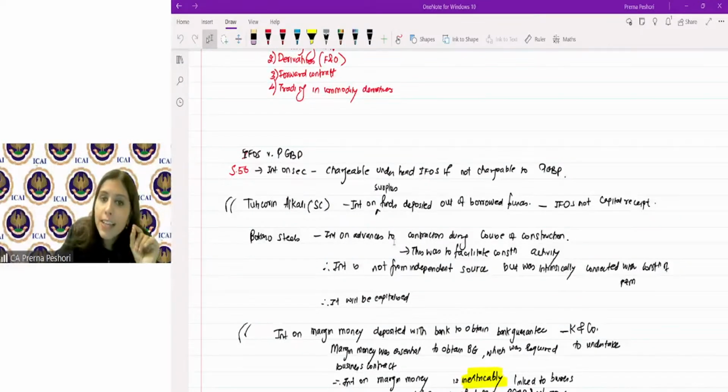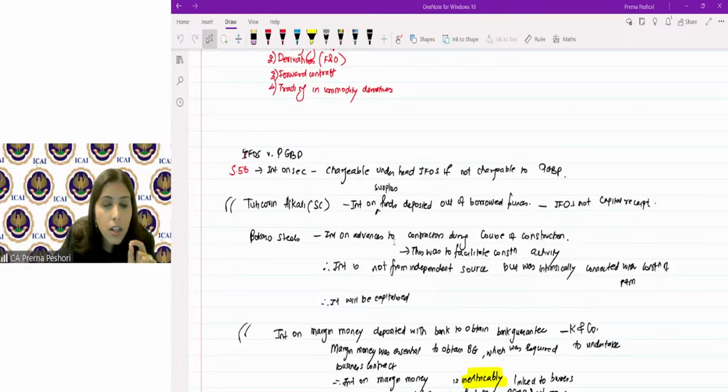If it is taxable under PGBP, it will not be taxable under IFOS. If it is inextricably linked to the business, it will be under PGBP. If it is for the purpose of investment, then it will be taxable under the head IFOS.